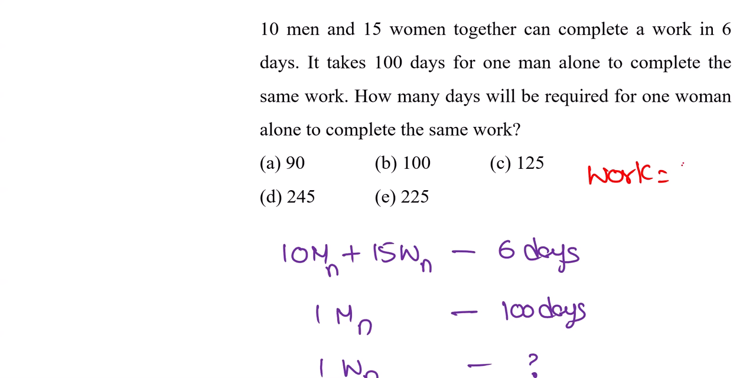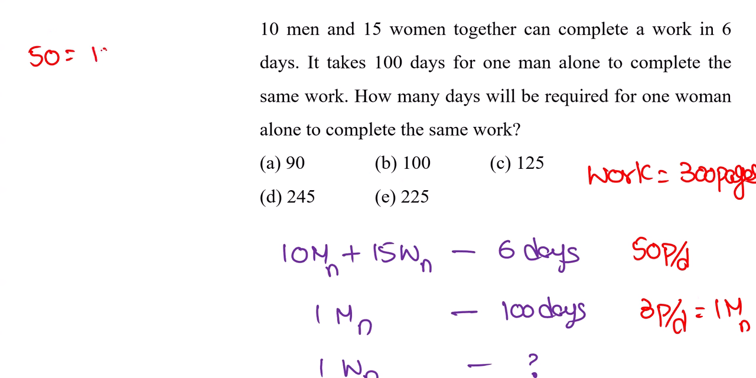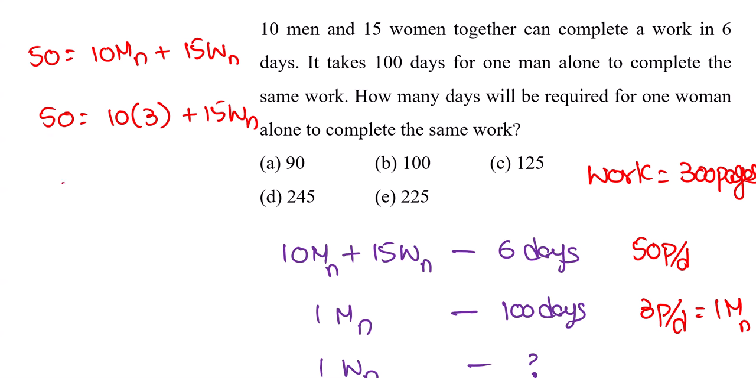LCM of 600 is 300. 300 pages is the work. I'm assuming 6 days means you are typing 50 pages per day. 100 days means 3 pages per day. Now clearly one man can type 3 pages per day, but that 50 is actually 10 men plus 15 women, so the efficiency is 50.